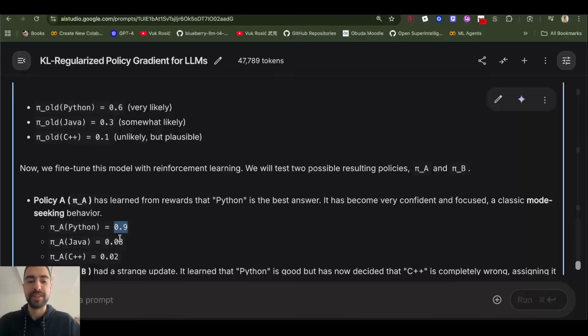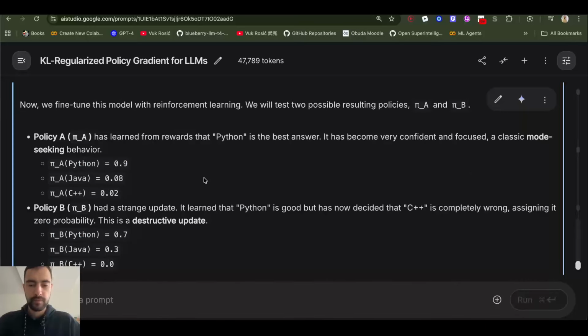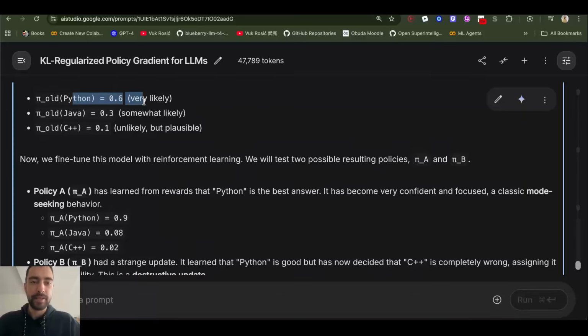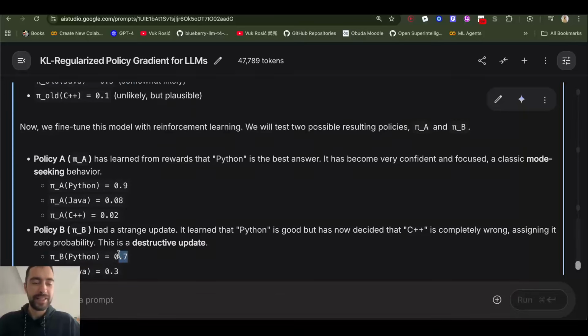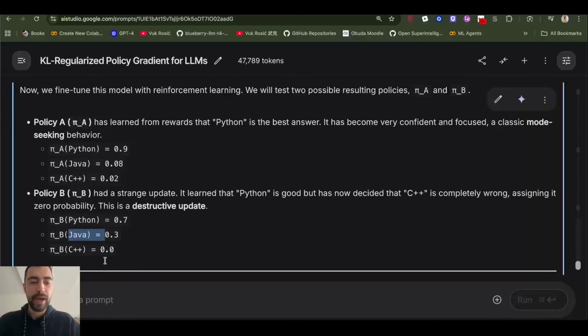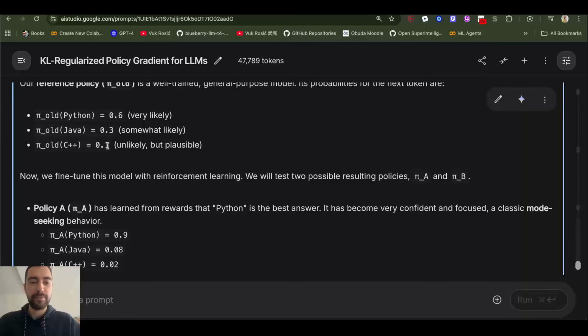So this is a big difference. Now this has a lot higher and this has a lot lower probability. And the second policy made Python a bit more likely. So now it's 70% instead of 60%, kept Java at 30%, but set C++ at 0, while it was 10%.